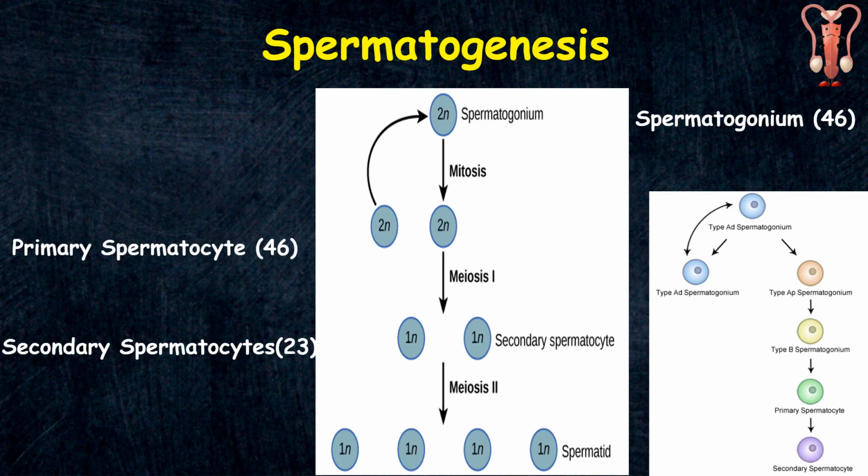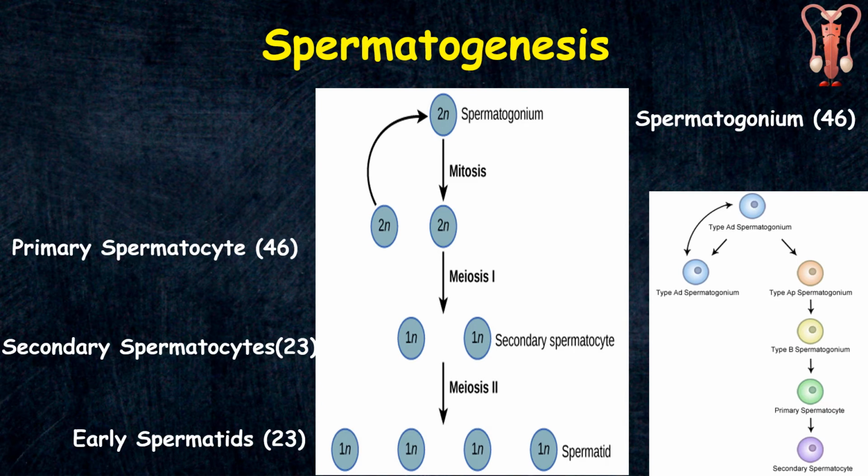And then the next is the phase of formation of spermatids. Each secondary spermatocyte divides by the second meiotic division, and they give rise to two spermatids from one secondary spermatocyte. So there will be a total of 512 spermatids formed from a single spermatogonium.